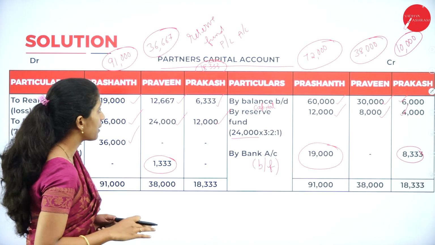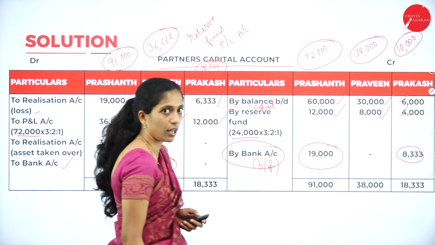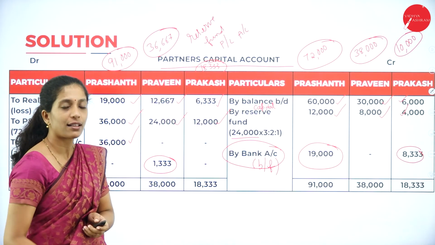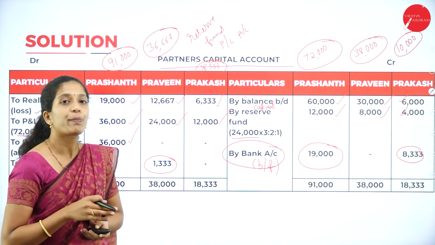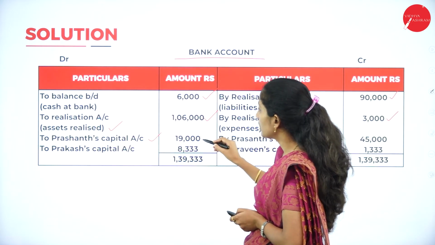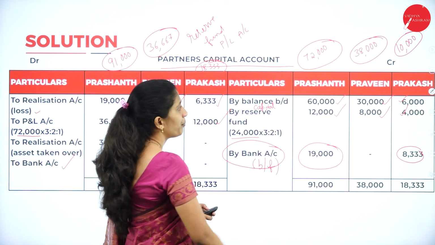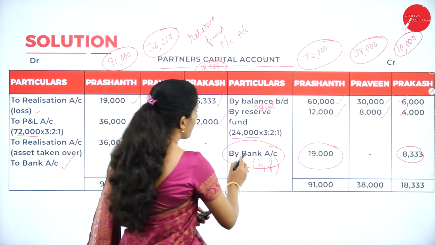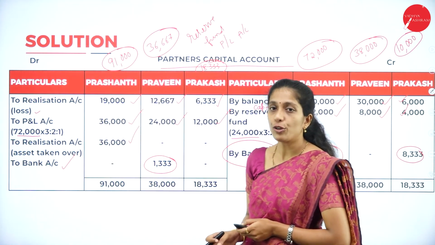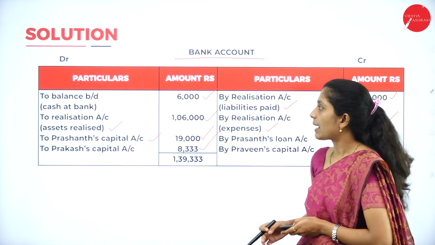Now go through the partners' capital account. On the credit side, we have by bank account here. That amount is in Prashant's column. So what is the entry? Bank account debit to Prashant's capital account, 19,000. So in the bank account, to Prashant's capital account, 19,000. Clear? Yes. Next, in the Prakash column also there is an amount. So your entry will be bank account debit to Prakash capital account, 8,333. So in your bank account, to Prakash capital account, 8,333.